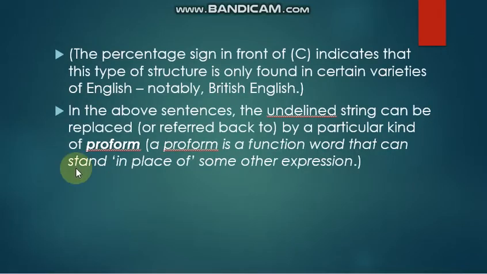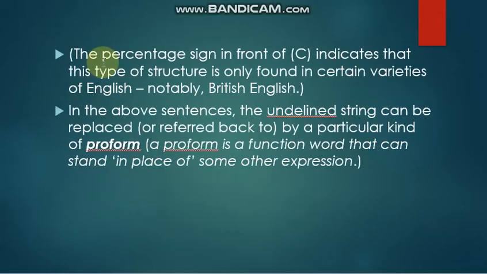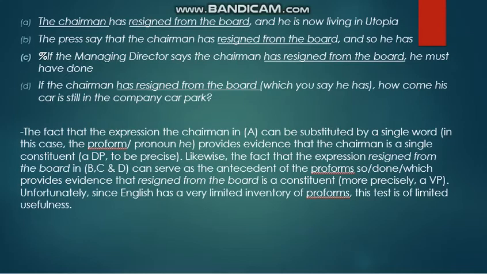So as you can see here, there is a percentage sign. What does it mean? The percentage sign in front of sentence C indicates that this structure is only found in certain varieties of English, notably British English. In the above sentences, the underlined string can be replaced by a proform. A proform is a word that can stand in place of some other expression. As you can see here, these can be replaced by a proform.